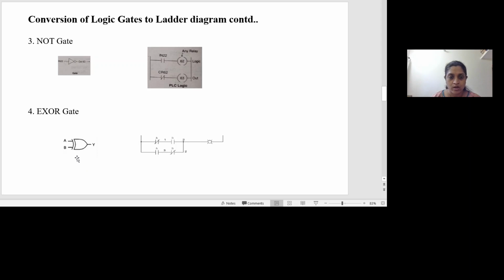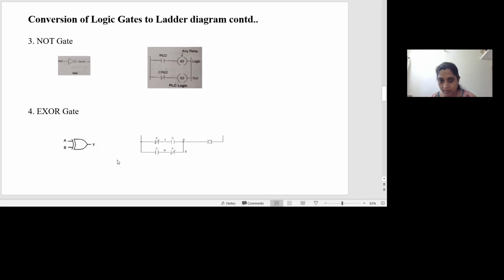Now we'll go through an XOR gate. A symbol is shown here, and the logic equation for the XOR gate is Y equal to A XOR B. XOR is the operation being done, and XOR is represented as a plus encircled by a circle. An encircled plus represents an XOR operation. When I expand this logic equation, I'll get Y equal to A B bar plus A bar B.